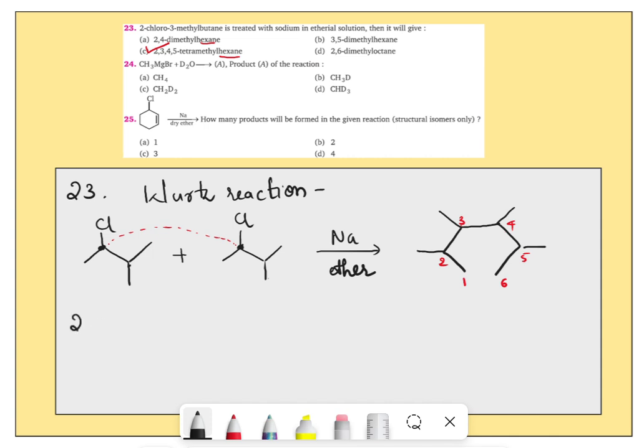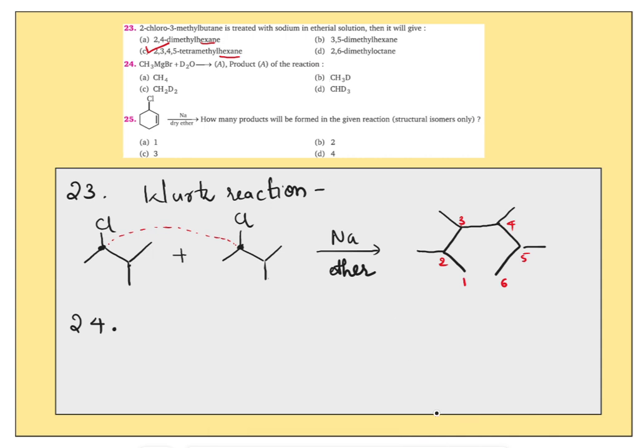Now, let's solve the 24th question. What is the product A in the given reaction? The reaction goes like this. It's methyl magnesium bromide reacted with D2O to form product A. What is product A? D2O is nothing but deuterated water. What does that mean? From water, the hydrogens are replaced by its isotope deuterium.